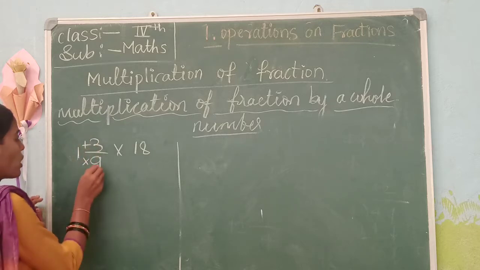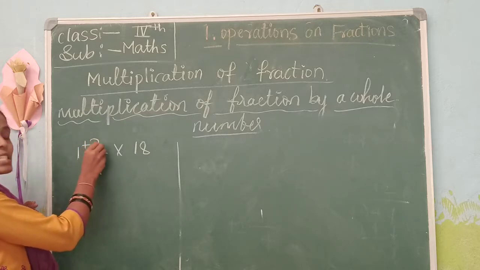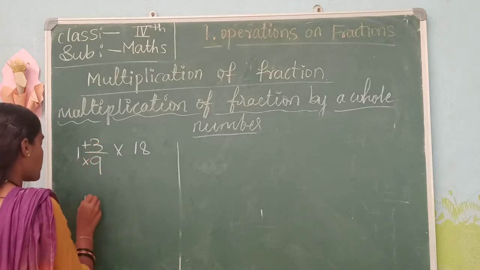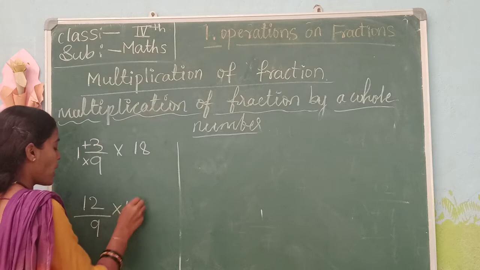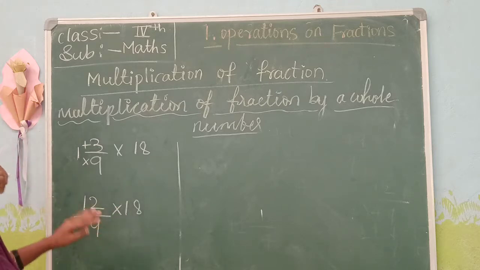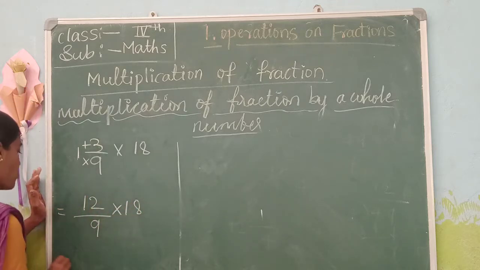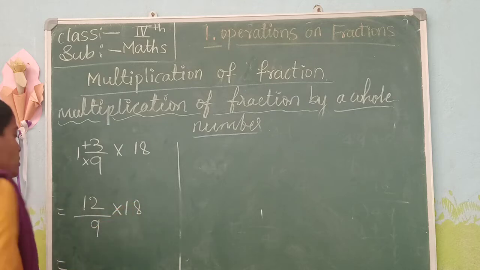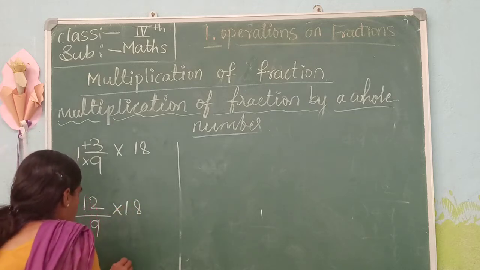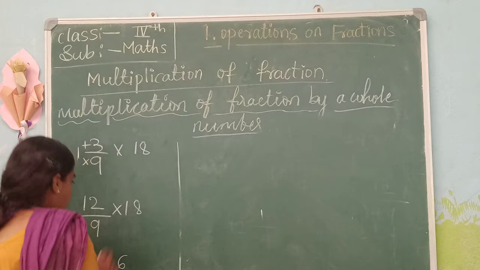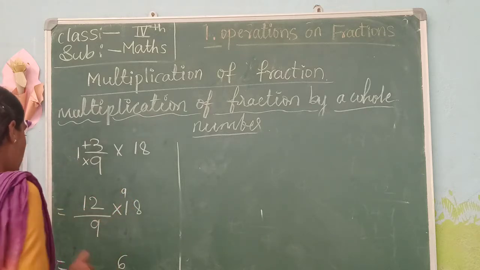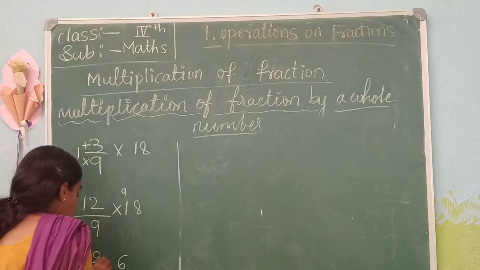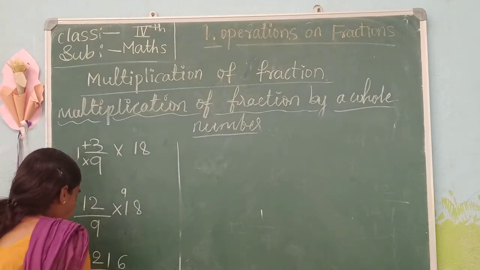Now 9 ones are 9. 9 plus 3 is what? 12. So 12 by 9 into 18. Now we write here 12 eights are 96. 12 ones are 12. 12 plus 9 is 21, divided by 9.